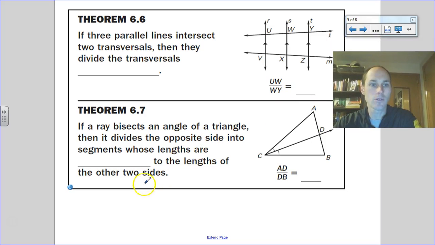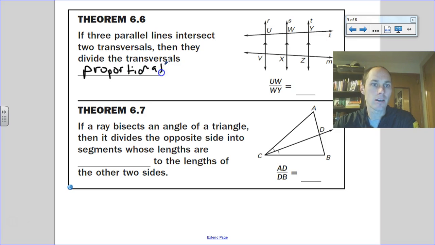Okay. Next one we want to take a look at is when we have three parallel lines intersected by two transversals. So it's similar to that side splitter, except we don't quite have the full triangle yet. But we have three parallel lines cut by two transversals. They're going to divide the transversals proportionally as well. And you can kind of picture that that's the same as that side splitter theorem.